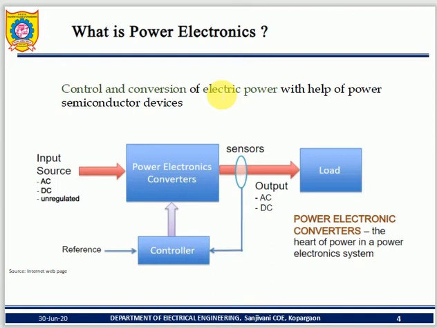UPS power supply: in your house, a UPS is doing the inversion operation, DC to AC. Then the fourth one is AC to AC, done by the cycloconverter and voltage regulators. What is the difference between the cycloconverter and the voltage regulator? A voltage regulator keeps the frequency constant, converting fixed AC into variable AC voltage, with the frequency constant at both input and output. But the cycloconverter converts fixed AC into variable AC voltage and variable AC frequency.